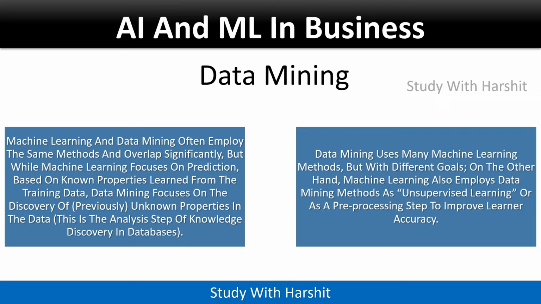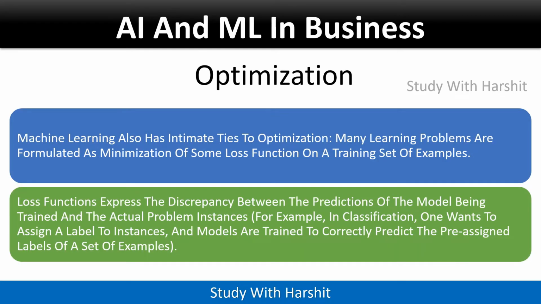Optimization. Machine learning also has intimate ties to optimization. Many learning problems are formulated as minimization of some loss function on a training set of examples. Loss functions express the discrepancy between the predictions of the model being trained and the actual problem instances.